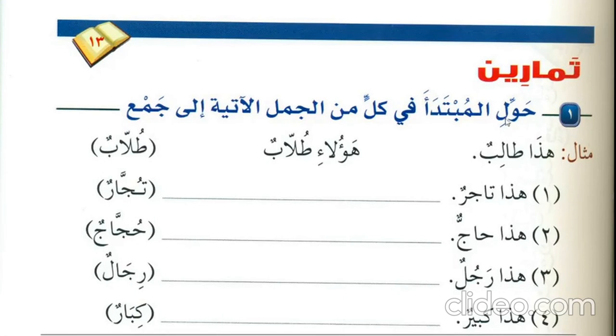Tamarin, exercises. Hawwil al-mubtada'a fi kulli min al-jumal al-atiya ila jama'. Convert the subject in each of the following sentences into plural. Haza talib, this is a student. Haula'i tullab, these are students. Haza tajir, this is a merchant. Haula'i tujjar, these are merchants.